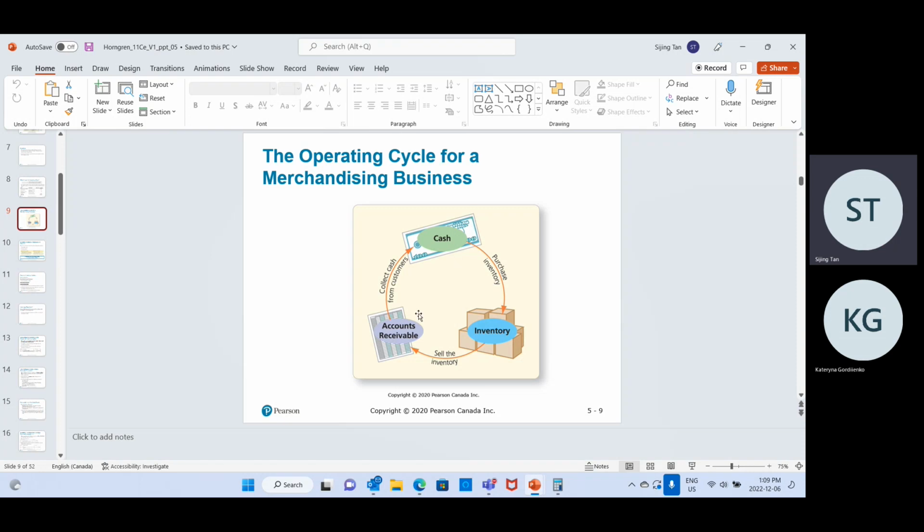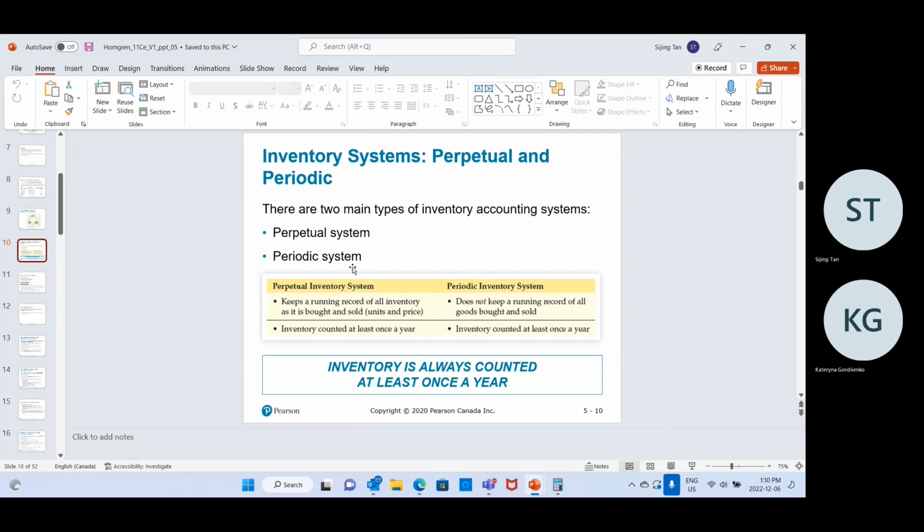The more inventory they can sell, the more money they can make, right? So pay attention, the cycle always starts with cash, which is used to purchase the inventory. Then I sell the inventory and collect cash from the customer. We talked about this operating cycle, the key terms of inventory and cost of goods sold. Then we move on to two different inventory systems.